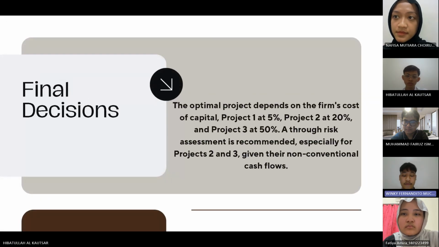So the final decision of case 3 is the optimal project depends on the firm's cost of capital. Project 1 at 5%, project 2 at 20%, and project 3 at 50%. A true risk assessment is recommended, especially for projects 2 and 3, given their non-conventional cash flow.